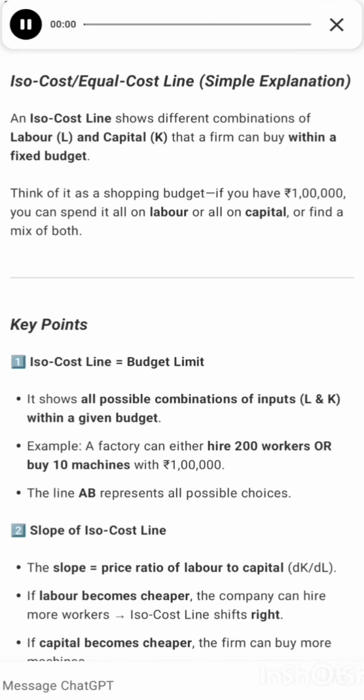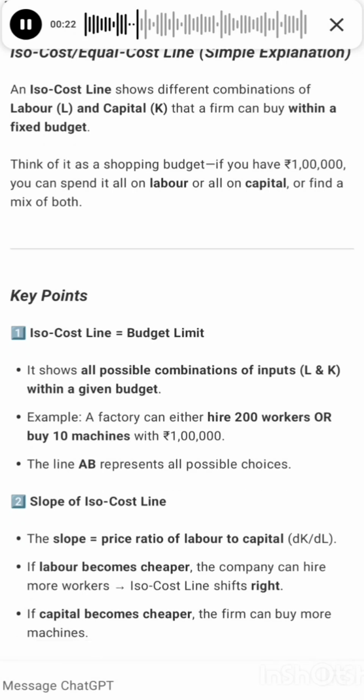ISO cost equals cost line, simple explanation. An ISO cost line shows different combinations of labor L and capital K that a firm can buy within a fixed budget. Think of it as a shopping budget. If you have 100,000, you can spend it all on labor, or all on capital, or find a mix of both.